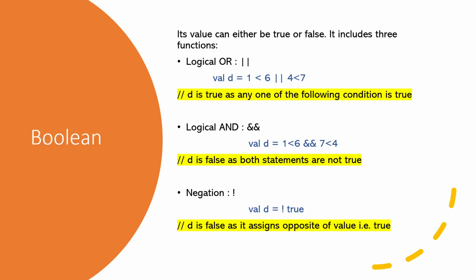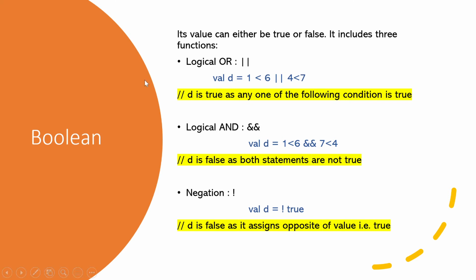Next is Boolean. Its value can either be true or false. Boolean includes three functions: logical OR, which is represented by double vertical lines. As you can see in the example, d equals 1 less than 6 or 4 less than 7. So if either of the conditions is true, it assigns the value true to the variable.